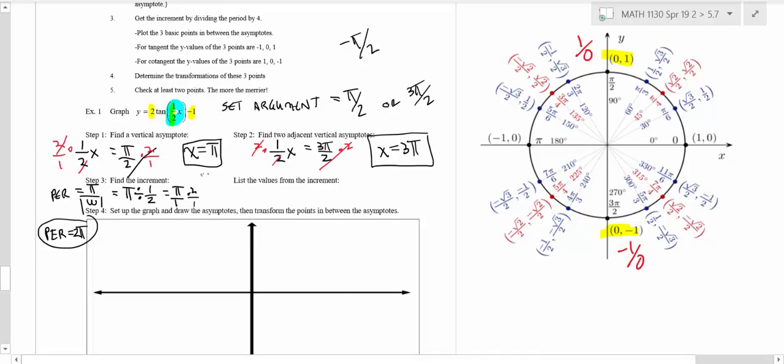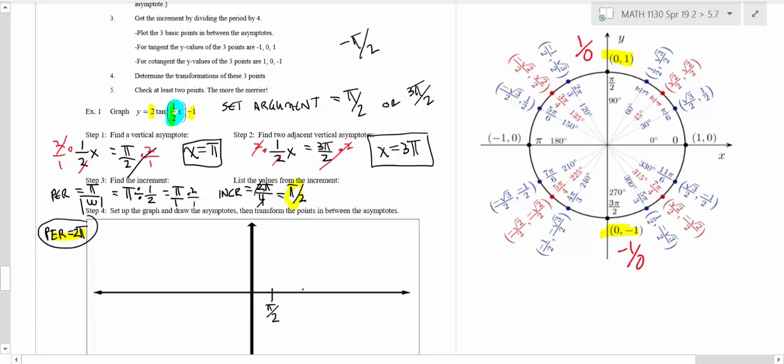And then the increment, we always just take the period and divide it by 4. I do that for every trig function. So that gives pi over 2. That's going to tell you how to do your x-axis. So we're going to increment the x-axis by pi over 2, and we'll take this maybe through one cycle. I'm going to count this out as I go.